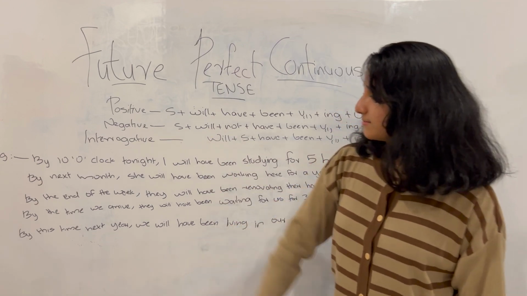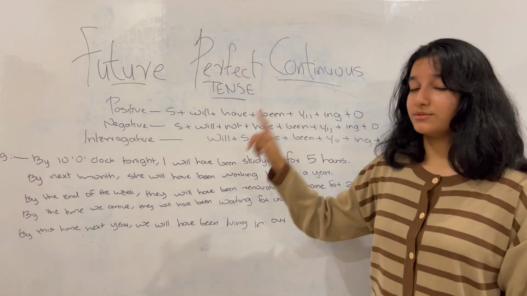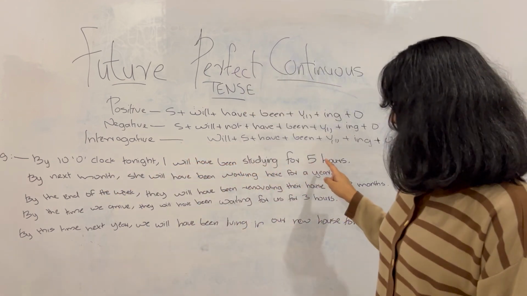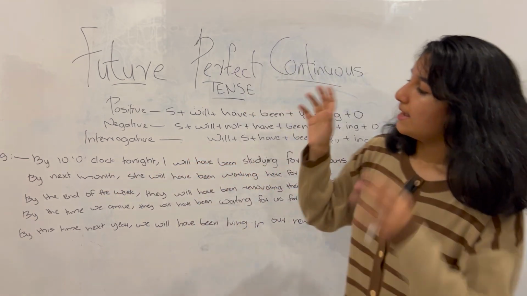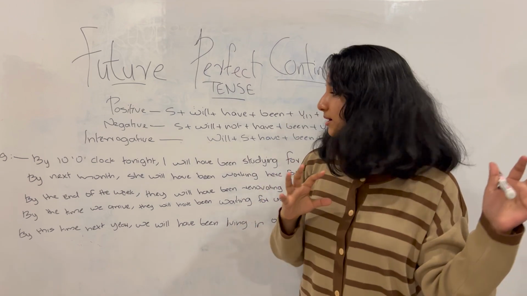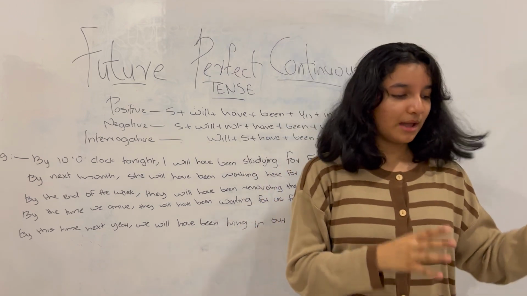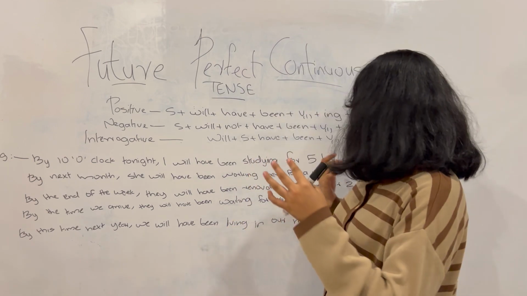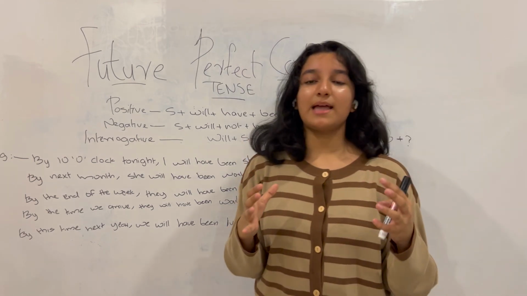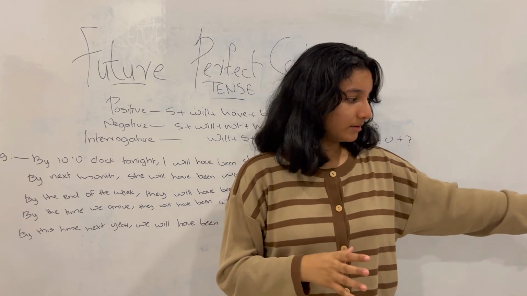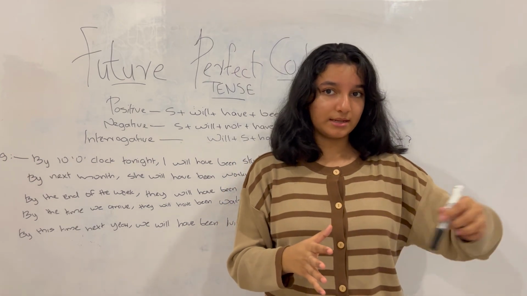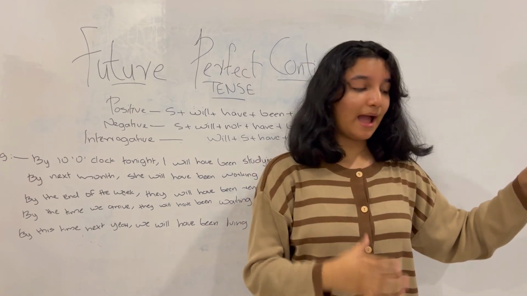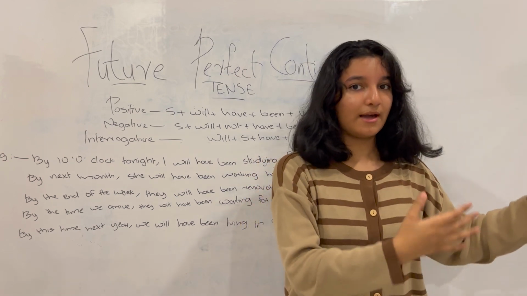Now let's look at some examples that are created using this format. By 10 o'clock tonight, I will have been studying for 5 hours. It is saying that by 10 o'clock tonight, I will have been studying for 5 hours. So this action, studying, is continuing, and by the time it's 10 o'clock, that action will have gone on for 5 hours.